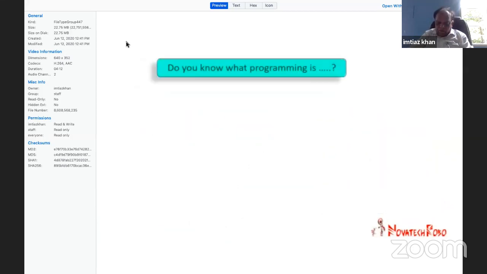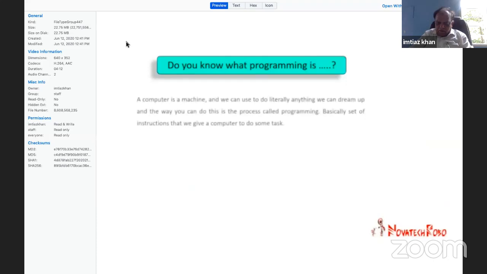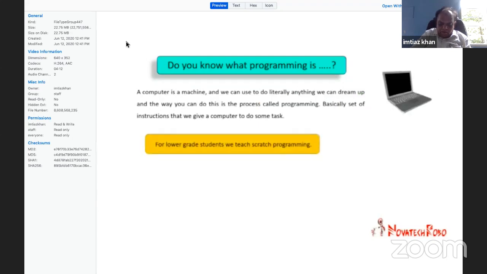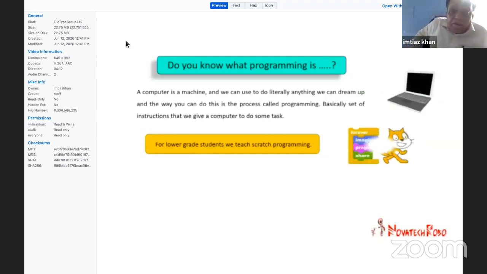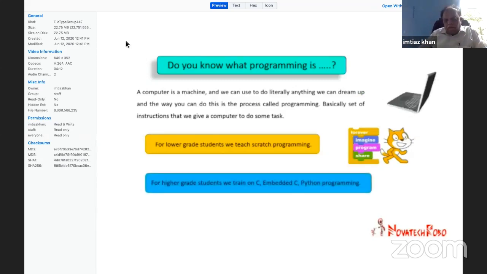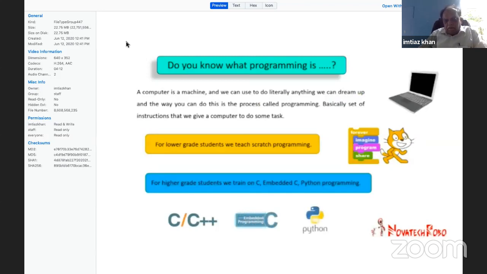Do you know what programming is? A computer is a machine, and we can do literally anything we can dream up. The way you can do this is a process called programming: basically a set of instructions that we give a computer to do some task. For lower grade students, we teach Scratch programming. For higher grade students, we train on C, embedded C, and Python programming.